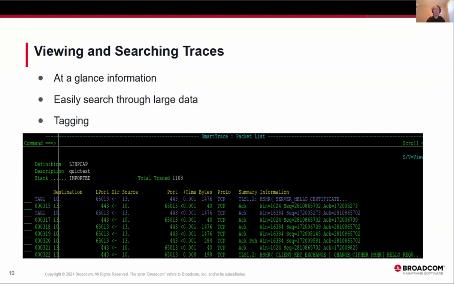Now let's talk a little bit about viewing traces and how we can actually look at the data in those traces. So if we're looking at this trace here, we can see the trace is a chronological list of all the packets that matched our given criteria. We know there's a lot of data in traces, and thus we want to make it easy for you to find the information that you're after.